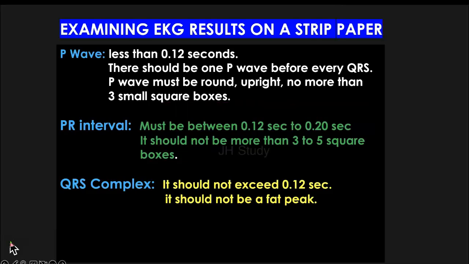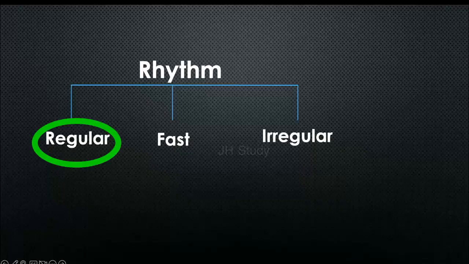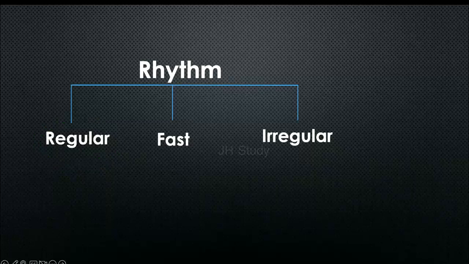PR interval should be between 0.12 seconds and 0.20 seconds, which means it should be between 3 to 5 small square boxes. QRS complex should not exceed 0.12 seconds, and it should not be a fat peak. We want to identify rhythm and calculate the heart rate. The rhythm could be regular, which is a normal heart rate. It could be irregular, which is an abnormal rhythm.